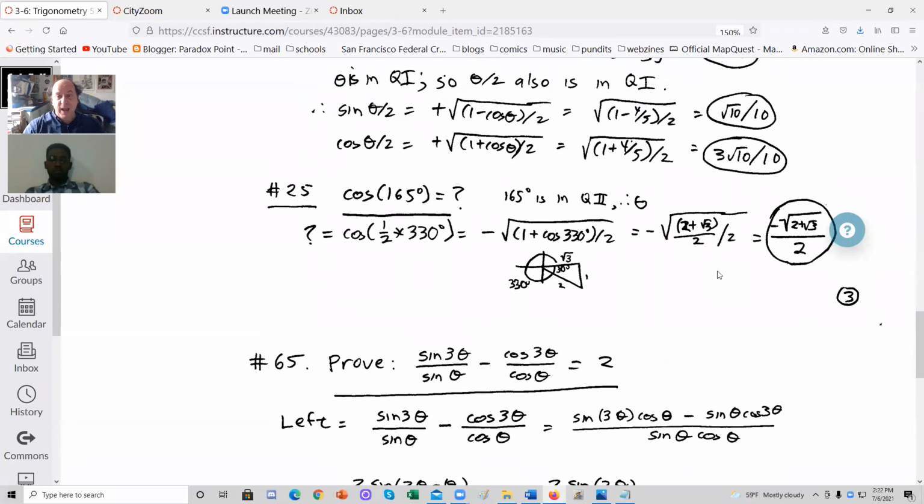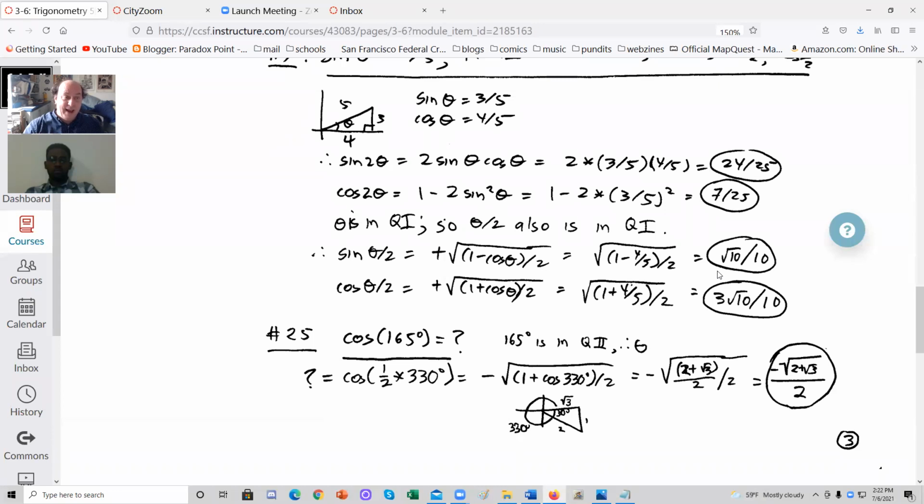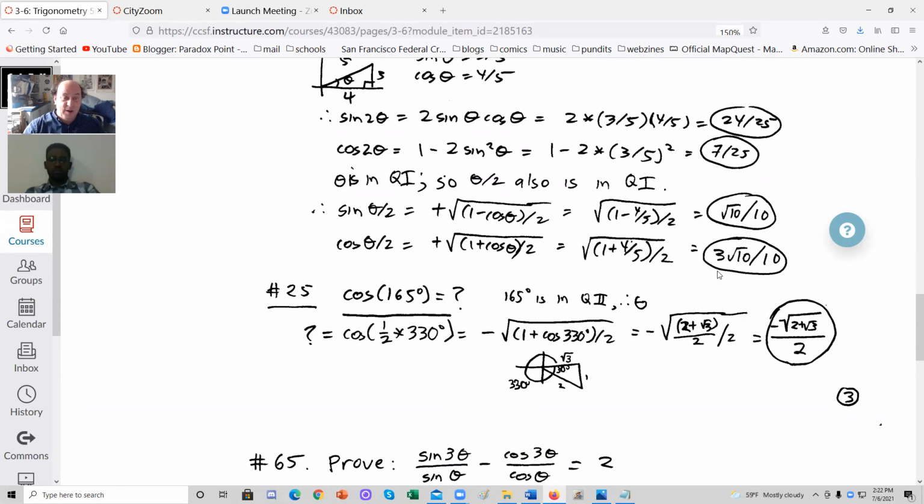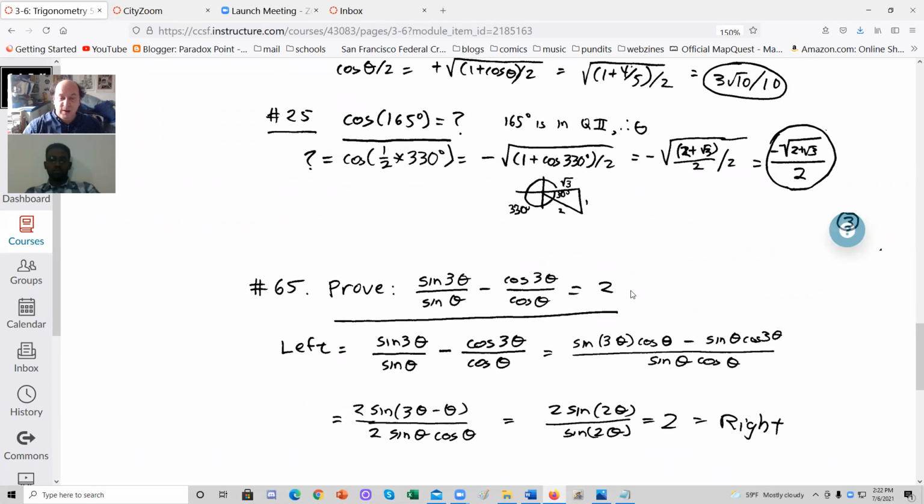When they ask for a proven identity, I will ask for a complete proof, starting from left to right, for example, or from both sides to a common expression, or some such. All right.